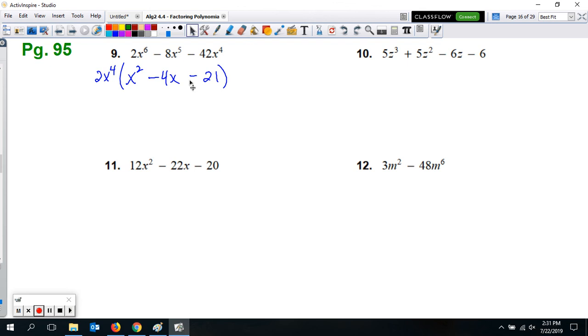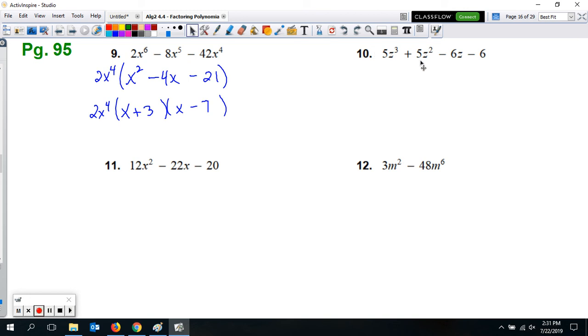And now we use a simple method with just this right here. So keeping that 2x to the fourth on the outside, here are two binomials. You can just break apart the x squared to x and x. And what two numbers multiply to give us 21 and subtract to give us 4? The first thing you probably think of is 21 is 7 times 3, and that does subtract to give us 4. So the numbers are 7 and 3. They are different signs because it's a negative 21. The bigger one's going to be negative, so 7's going to be negative, which means 3 is positive, and there we're done.